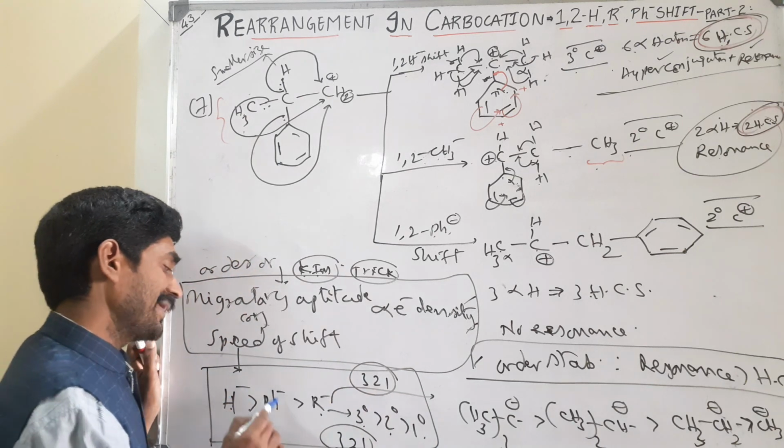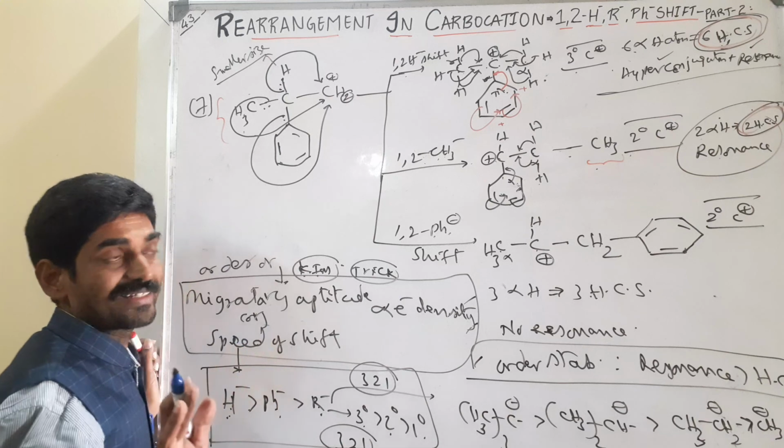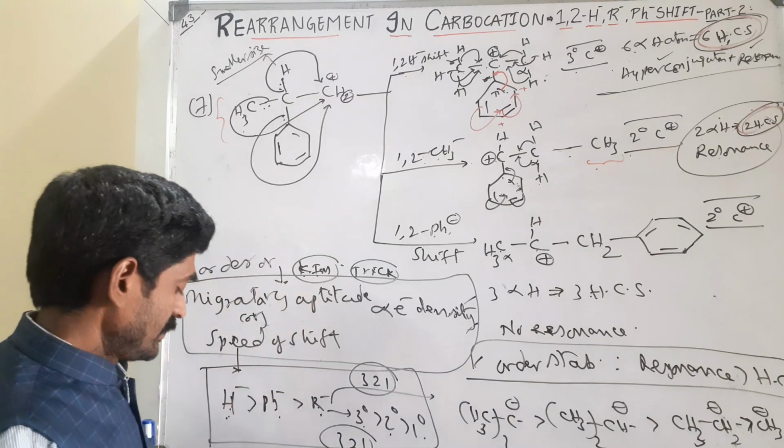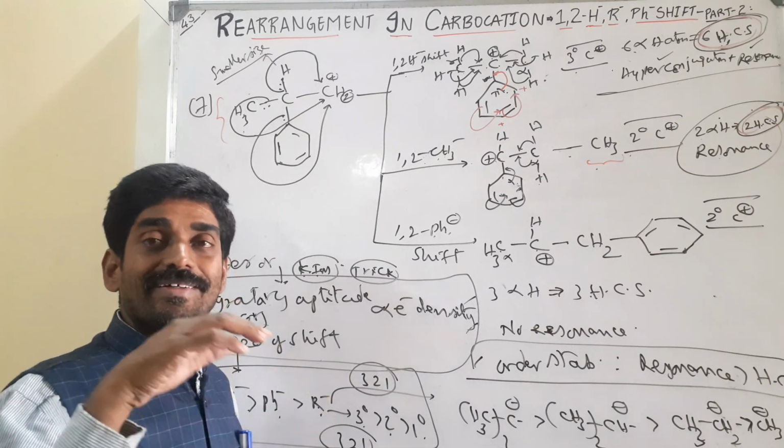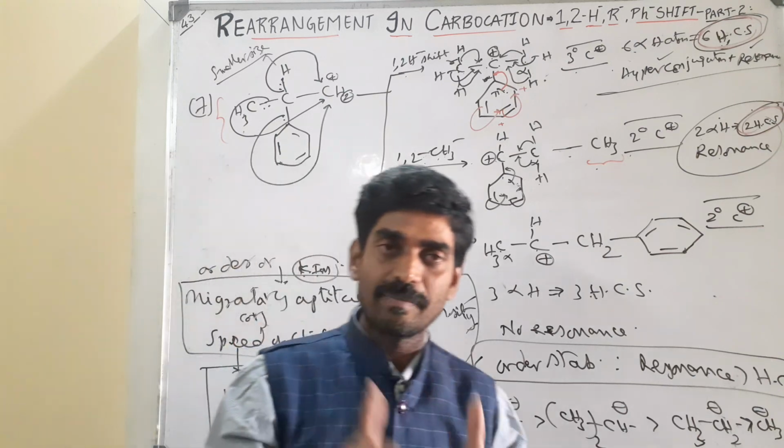Here, HOPHOR: hydride shift, then phenyl shift, then alkyl shift. Is it clear? You can enjoy this one. So regarding rearrangement of carbocations, all concepts are completed.